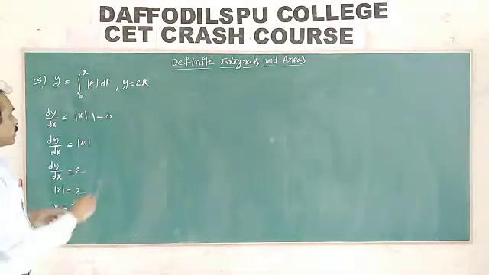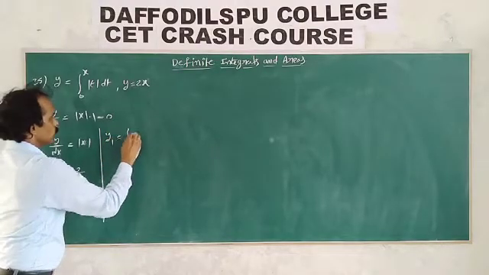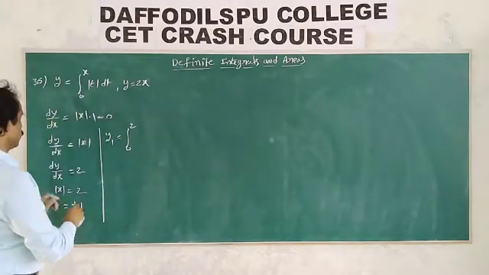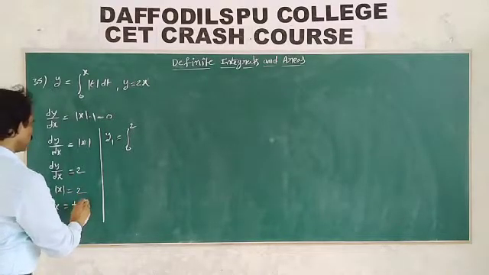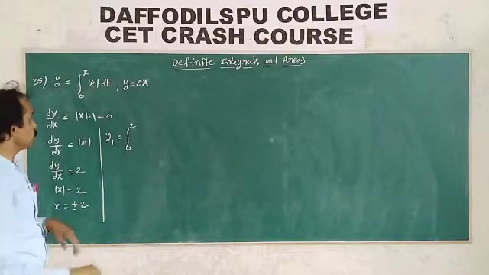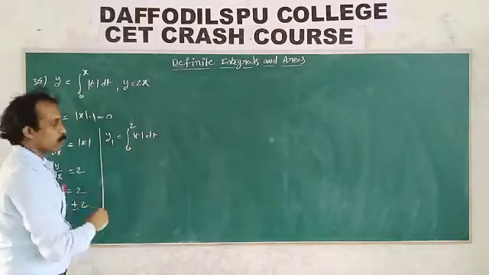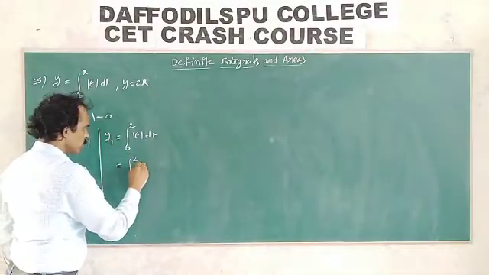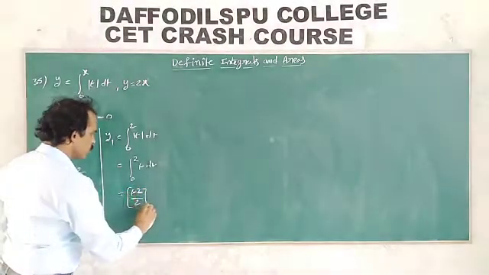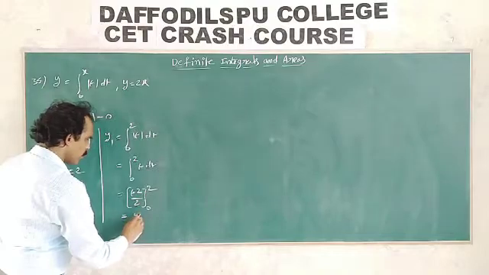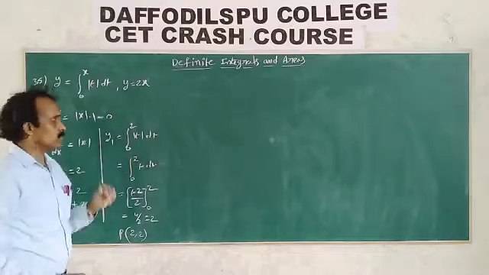Okay, we need the y coordinates also. So how to substitute for the y coordinate? First of all, y from 0 to 2, sorry, 0 to plus or minus 2. From 0 to 2 root 2t, so that is a positive value. The integral from 0 to 2 of root 2t dt is equal to t square by 2, from 0 to 2, which is 4 by 2. So one point is (2, 2) when x is equal to 2.